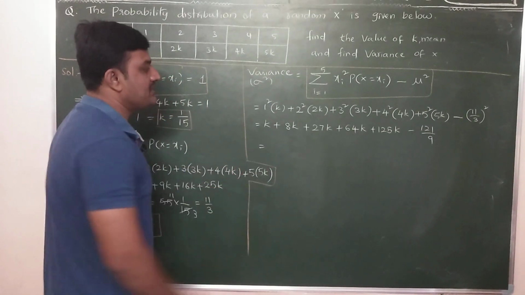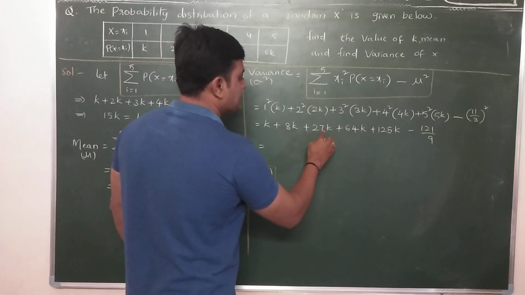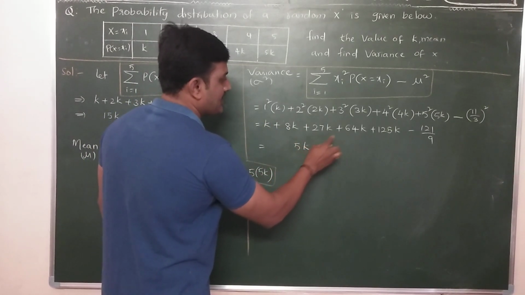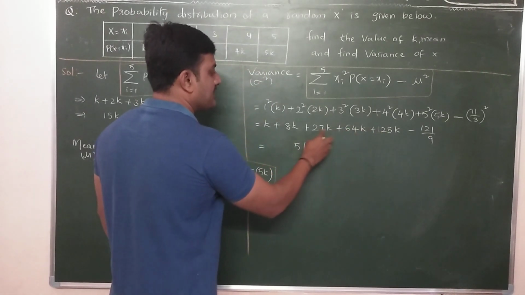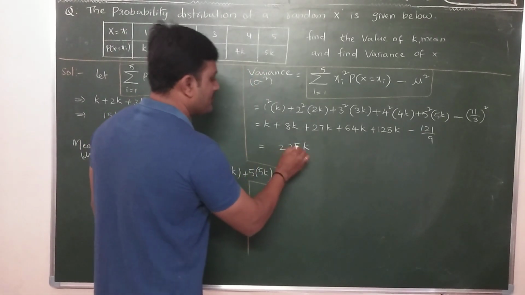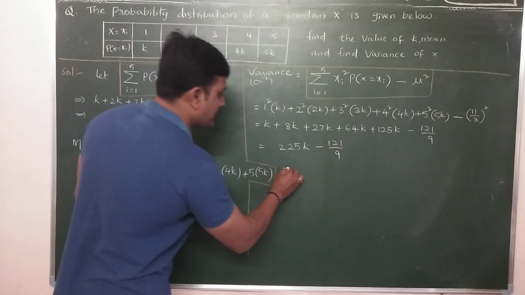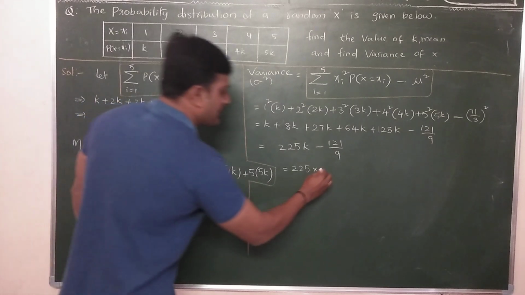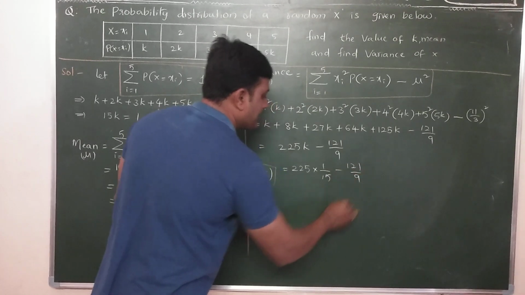Then how many k's are there? Let's count it: 1 plus 8 is 9, plus 27 is 36, plus 64 is 100, plus 125 is 225. So 225k minus 121 by 9. Then 225 into, now k is actually 1 by 15, so 225 by 15 minus 121 by 9.